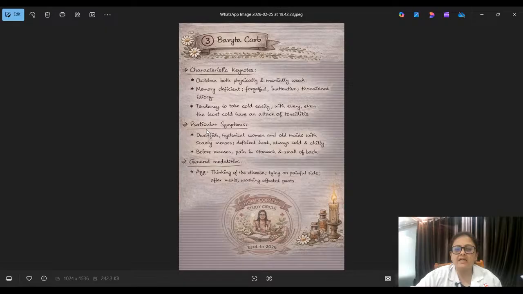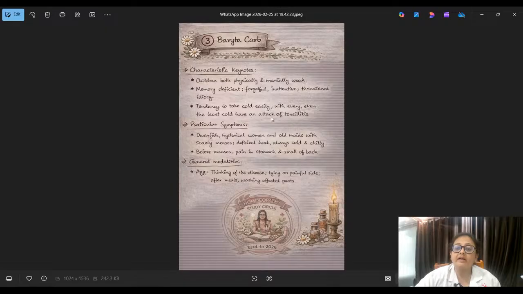Okay, particular symptoms: dwarfish. See here, Calcarea phosphorica is tall, Baryta carb is dwarf, very short. Hysterical women and old maids with scanty menses, deficient heat. She is chilly, always cold and chilly. Okay, but Silicea patient also is chilly and stubborn. But Silicea patient has a very good IQ. There is no deficient memory. They are not mentally retarded. Most of the Silicea patients are not idiots like this. But Baryta carb is like this.